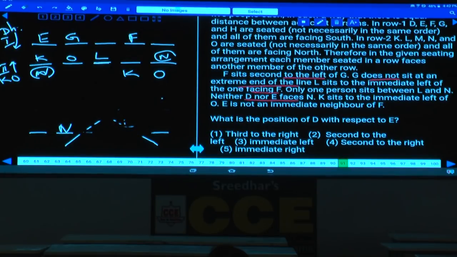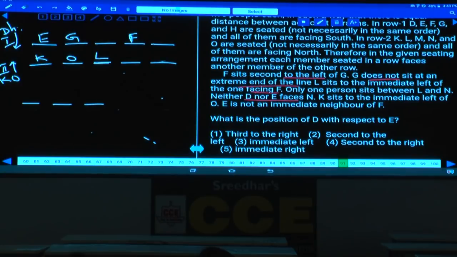Now I am writing down the second possibility as well. Tell me, what is the second possibility here? K and O at this place. Now this is the final order here, positions 1, 2, 3, 4, 5. E is at this place, G is here, F is here, that is fixed. And in the second row, positions 3, 4, 5, and L at this place, that is fine. And K is the immediate neighbor of O, so K and O will be here.